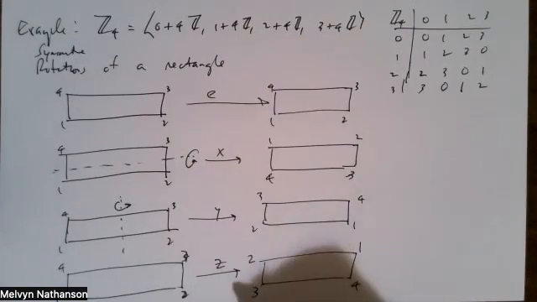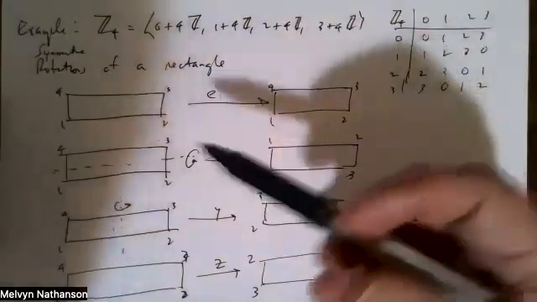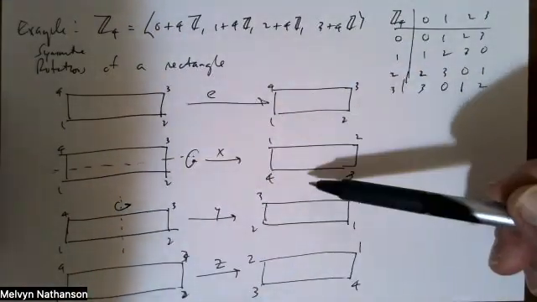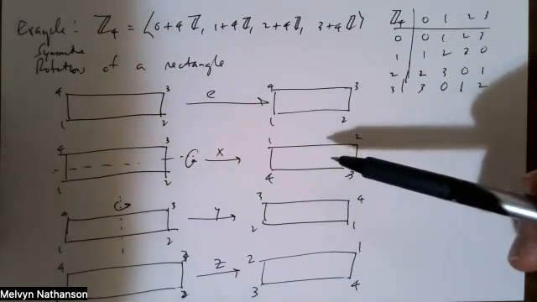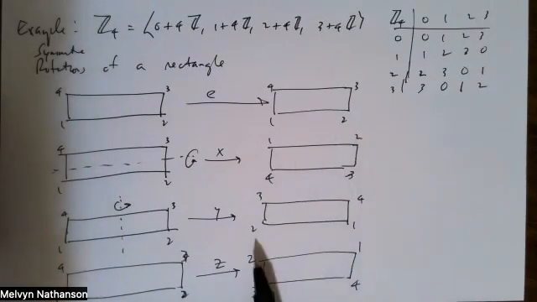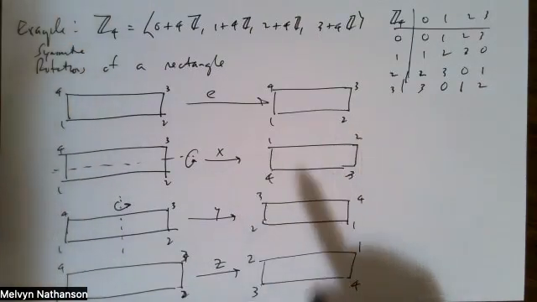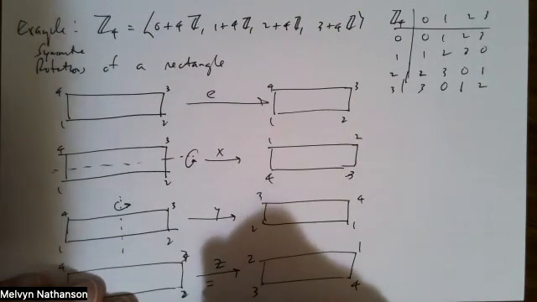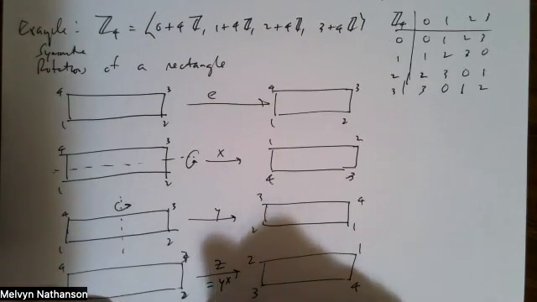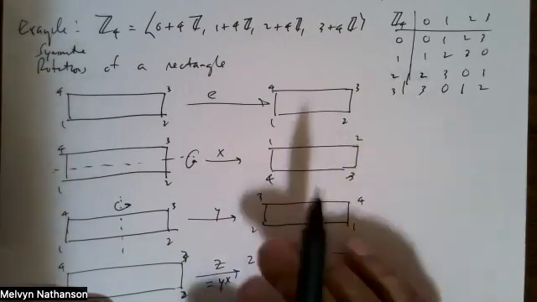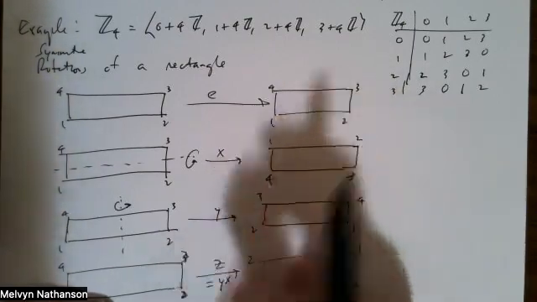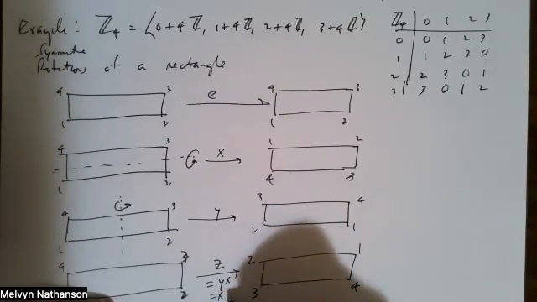Actually, how can I get Z? I could have done the following. I could have taken my rectangle, flipped it horizontally to give me this, and then if I flip it vertically, the 2, 3 moves to the left, and the 1, 4 moves to the right. So Z is the same as X followed by Y. Or I could have done Y, flip it vertically and then horizontally. It's also Y followed by X.